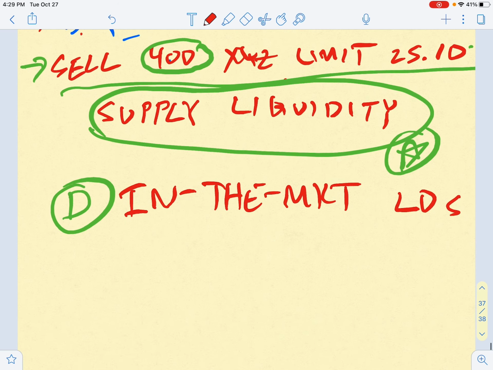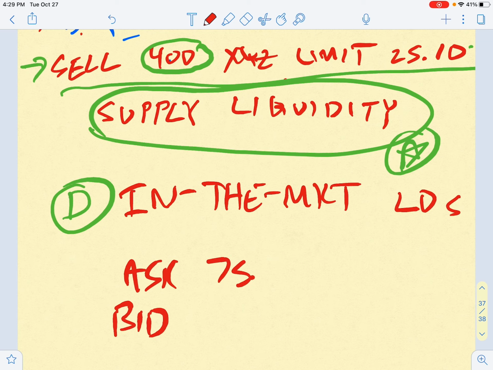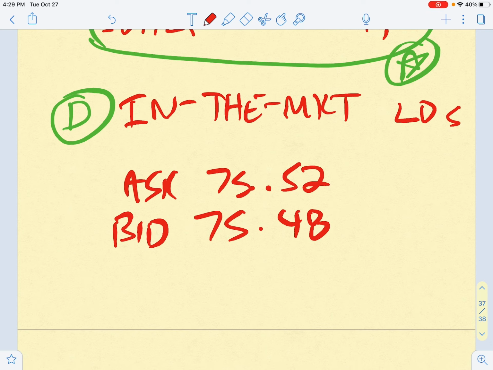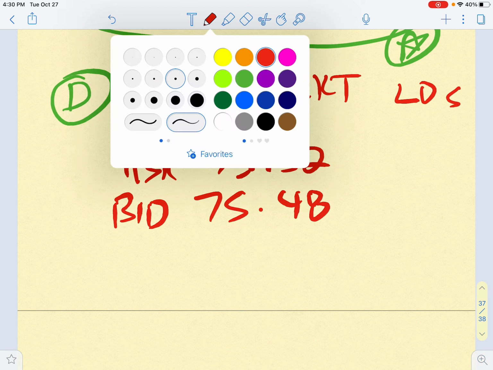Well, this is easy. Let me just start with some new data. Here's an ask price, and here's a bid price. The ask price is $75.52. The bid price is $75.48. Here the bid-ask spread is seen to be 4 cents. And it's kind of obvious. First of all, I'll tell you, in-the-market limit orders always supply liquidity. They do not demand liquidity. And here's a nice example.